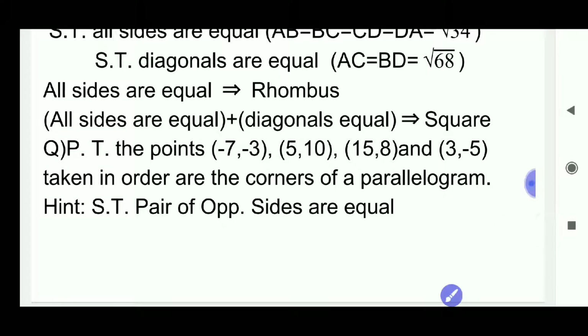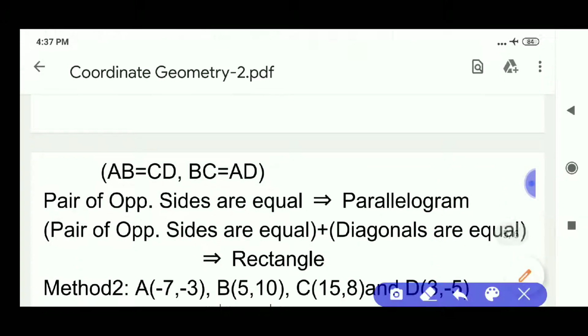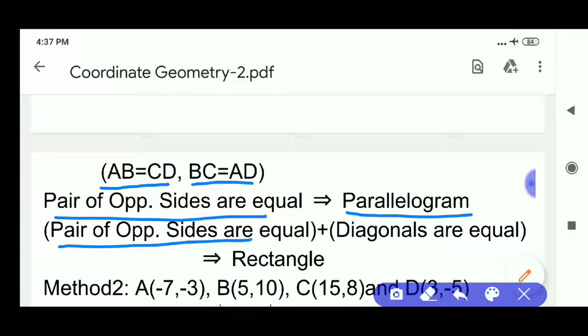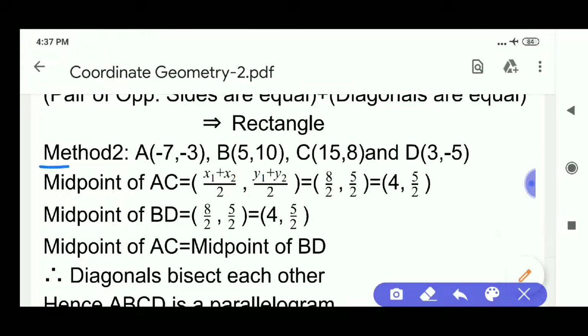Now let us come to one more question. Prove that the given points are vertices of a parallelogram. That means the hint is pair of opposite sides are equal. That means what are pair of opposite sides? You should show that AB equals CD and BC equals AD. Pair of opposite sides are equal, that means it is a parallelogram. Pair of opposite sides are equal plus diagonals are equal, then it is a rectangle. For this question, we have method 2.